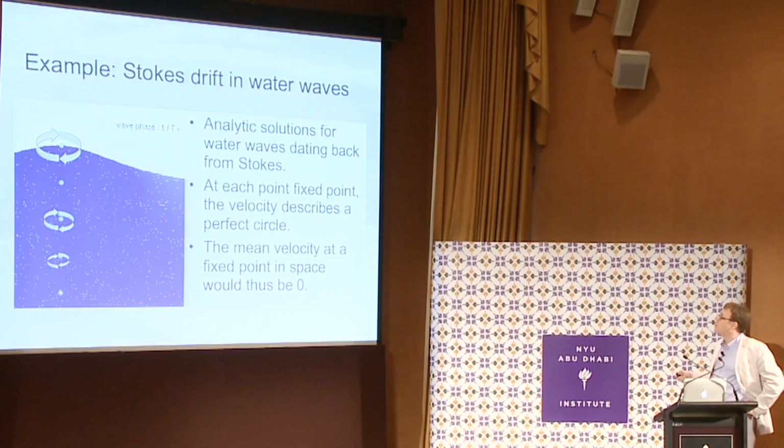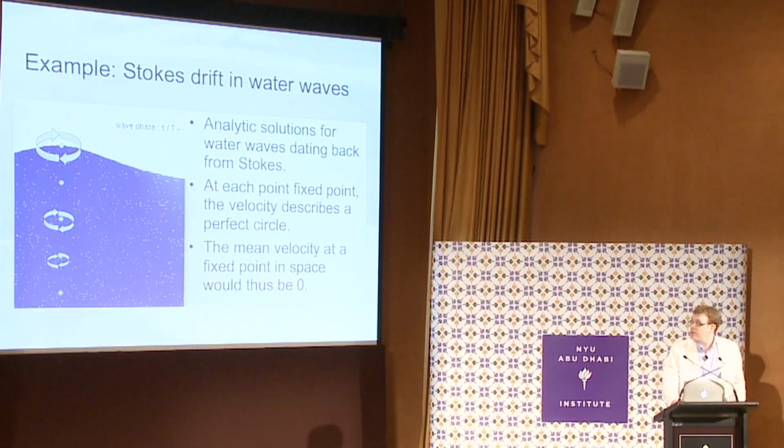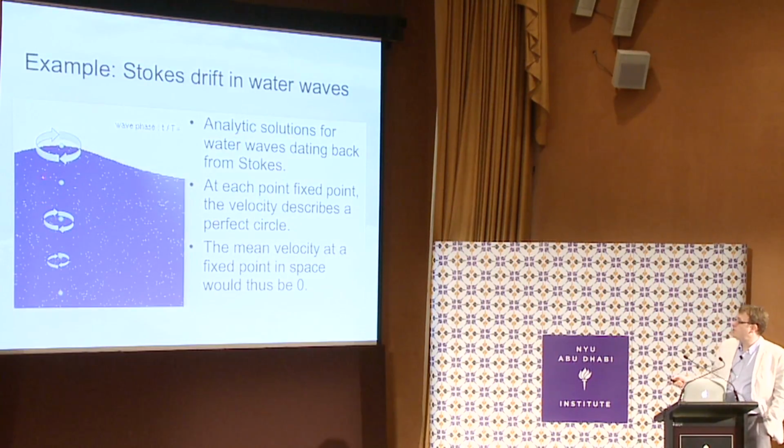It's called the Stokes drift. If you have a water wave, it's any kind of wave you have in water, either in your bathtub or over the ocean. We have this oscillation of the surface of the water, and associated with that, at any fixed point in space, you can show mathematically that the solution corresponds to a cyclical motion. If it's cyclic motion at this point in space, the mean velocity at that point will be zero. The velocity describes a perfect circle. The mean velocity is zero.